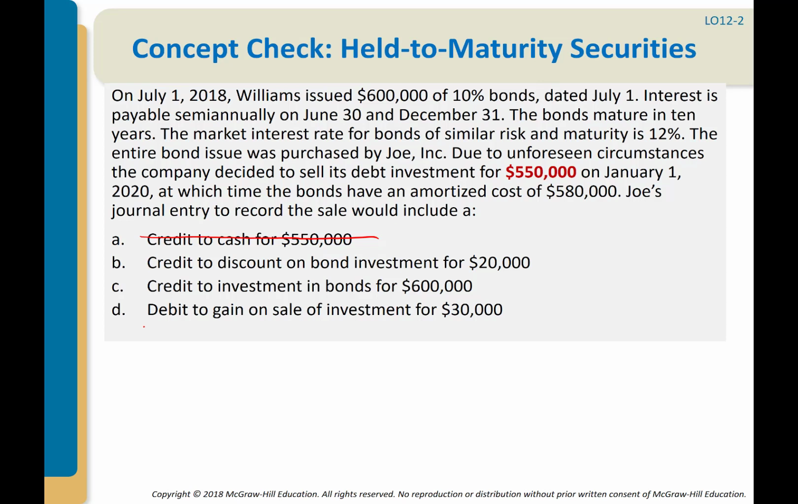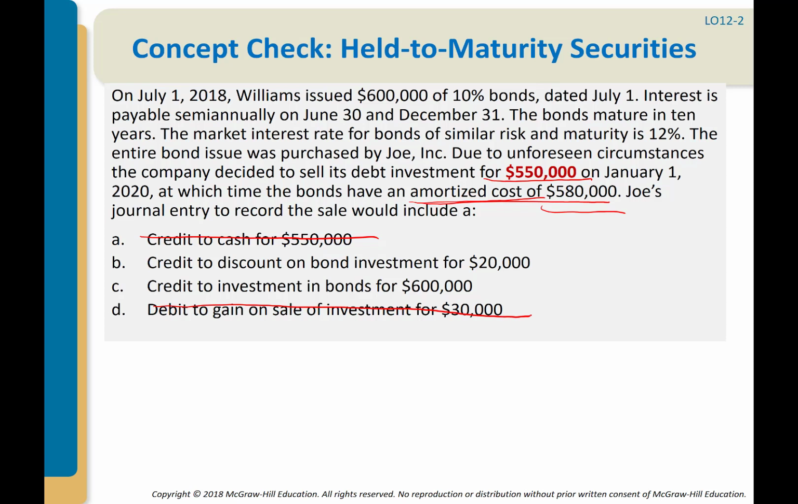No, we're doing okay. We've got its amortized cost is 580. Oh, I see. Amortized cost is 580 and we're selling it for 550. So you're right, we're going to have a loss here, right? Okay. But it's not a debit to gain. It would be a debit to loss, right? Okay. Sorry, guys. That never happens.